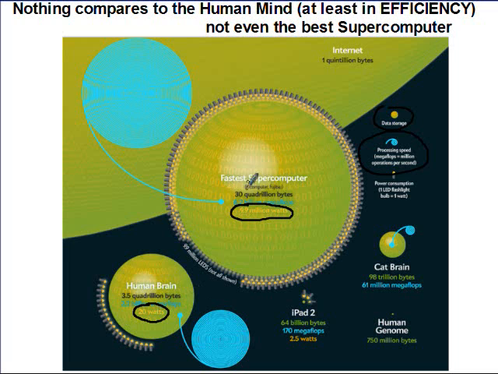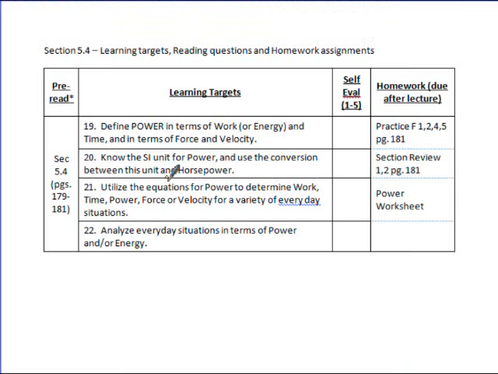So even though the fastest supercomputer has more storage and more processing speed than the human brain, the amount of power that's required to actually operate it is so great compared to the human brain that it really tells you how remarkable the human brain is as far as its efficiency.